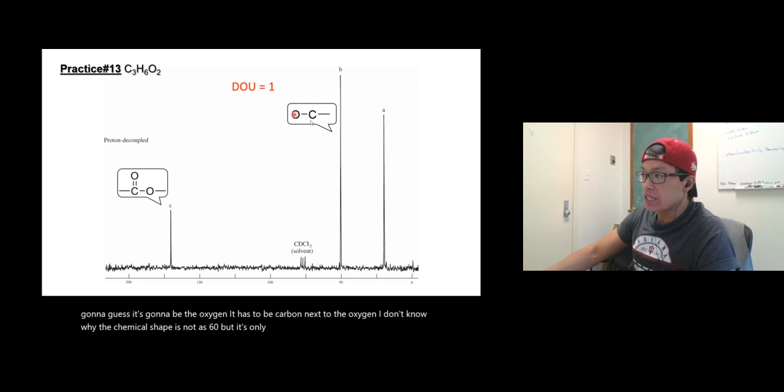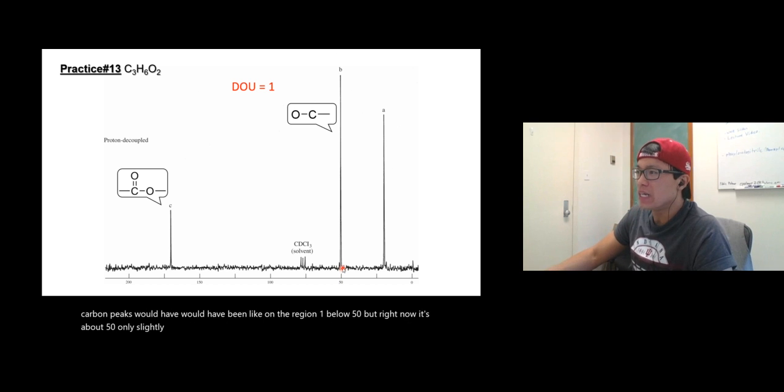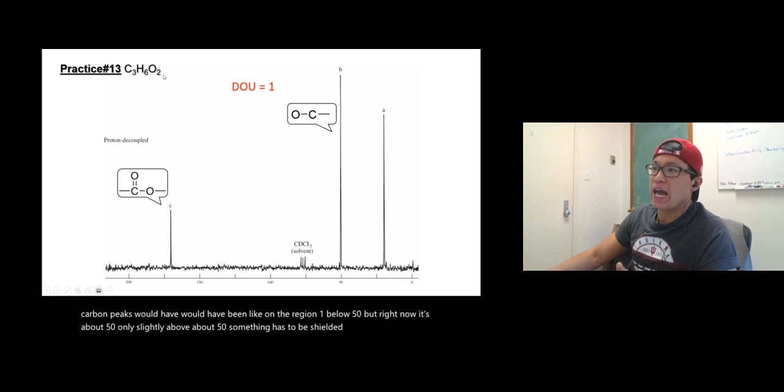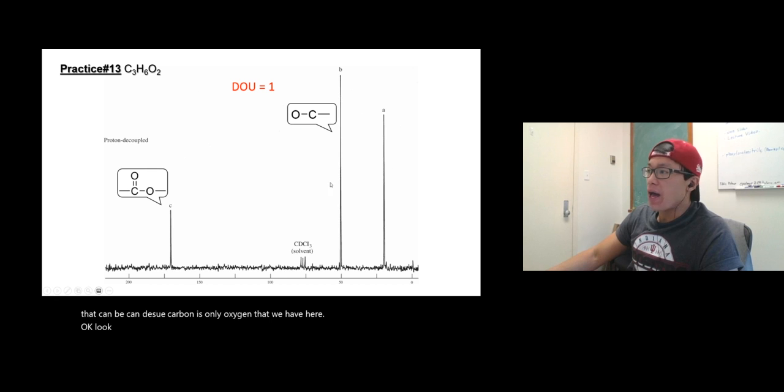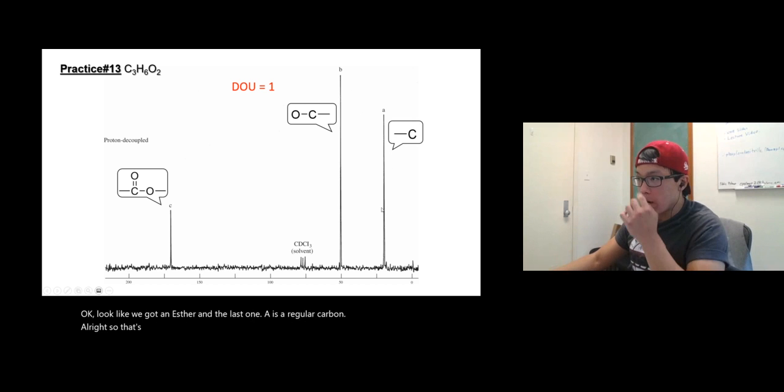Without this oxygen, this carbon peak would have been in region number 1, below 50, but right now it's above 50, or maybe slightly above, about 50. Something has to de-shield it, and the only thing that can de-shield a carbon is the oxygen that we have here. Okay, looks like we got an ester, and the last one, A, is a regular carbon. All right, so that's come up. We don't have the structure yet.